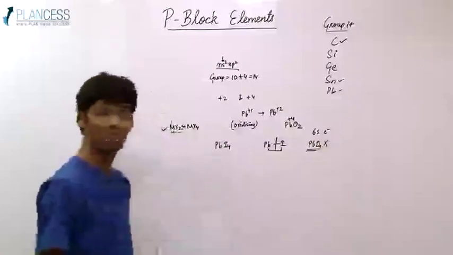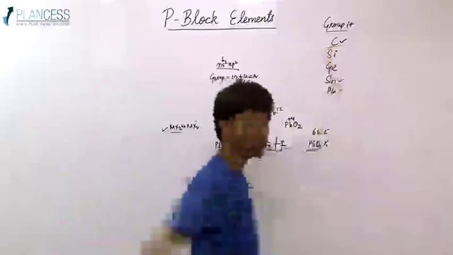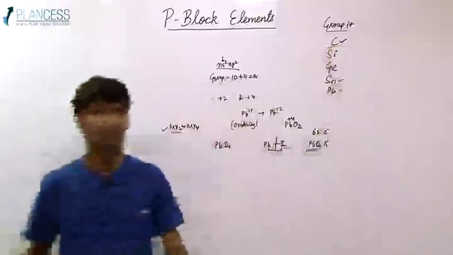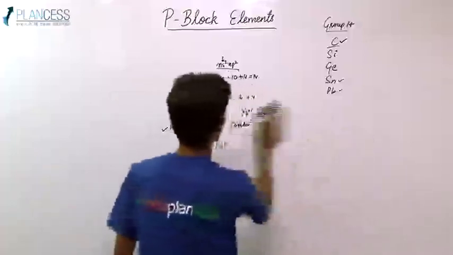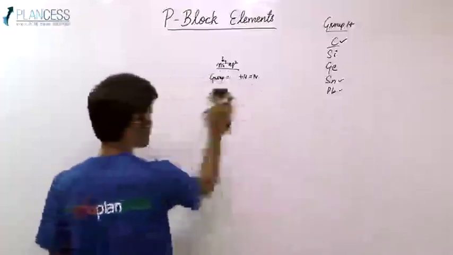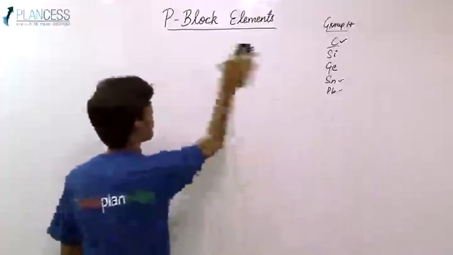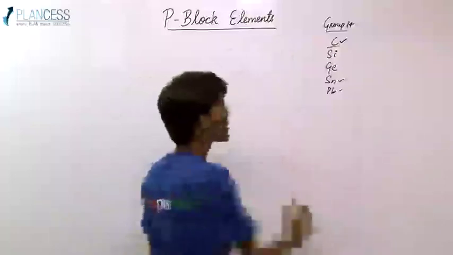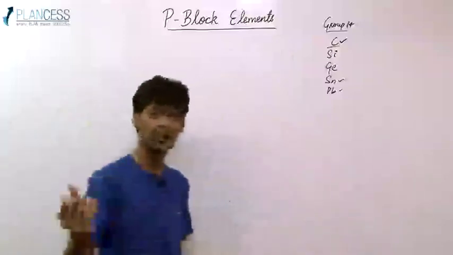So this was the reactivity towards halogen. Now again, carbon also has anomalous properties which are different from the rest of the elements. Because of its small size and relatively high electronegativity, carbon has many properties which are different from the other elements. Carbon can form bonds with itself or with some highly electronegative elements.